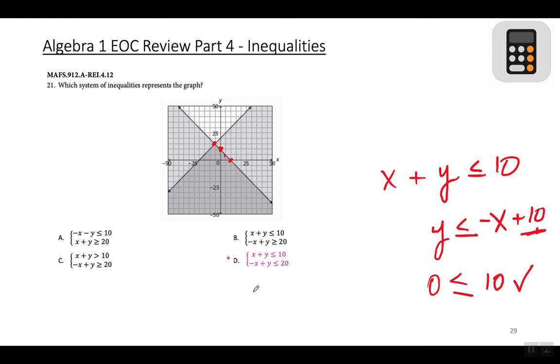And then the other one, when you put it in slope-intercept form, it's going to be that. So the y-intercept is +20, which is this point right here. Okay, and the slope is +1/1, so it's going like that. And when you test 0, 0, all right, it makes that statement true. So you shade to the right. So the part that they both have in common is this.